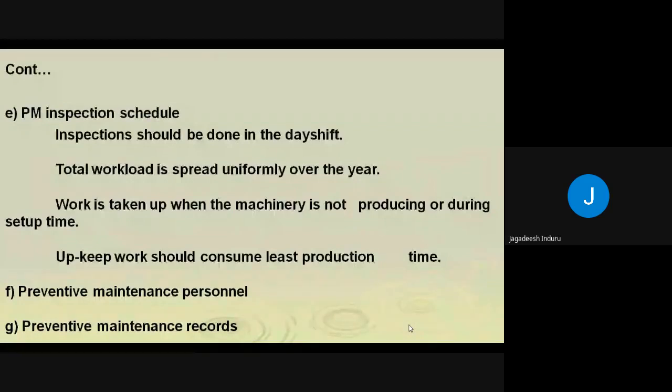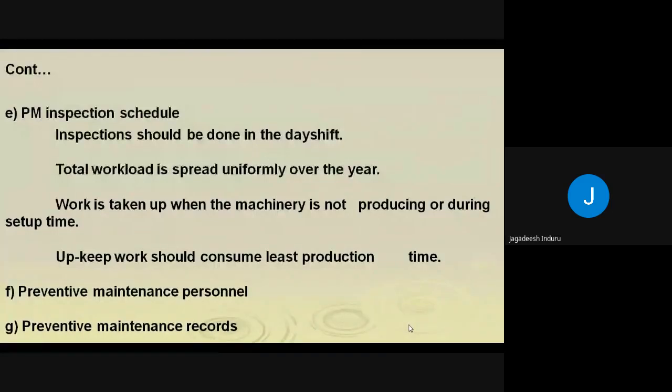So that is the reason we need to make a distribution in a proper manner. Work is taken up when the machinery is not producing, during the setup time. Most of the times, we should not ask the maintenance people to go when the production work is going on. He will say, you stop your work, I will do the maintenance. Nobody will agree, because I need to supply the batch to the market.